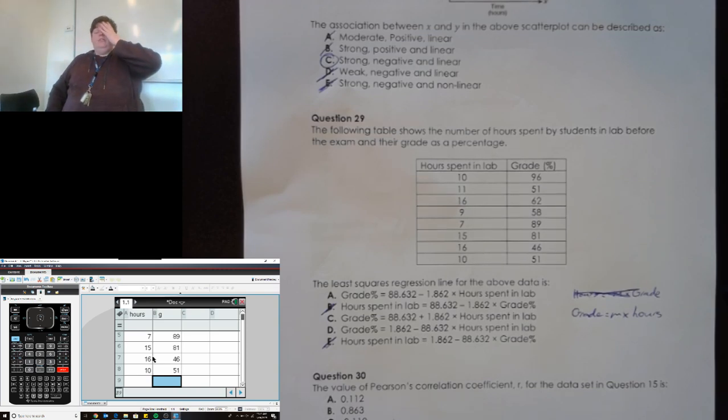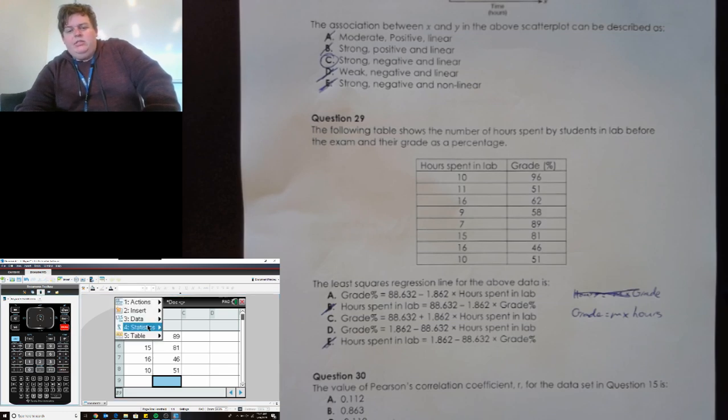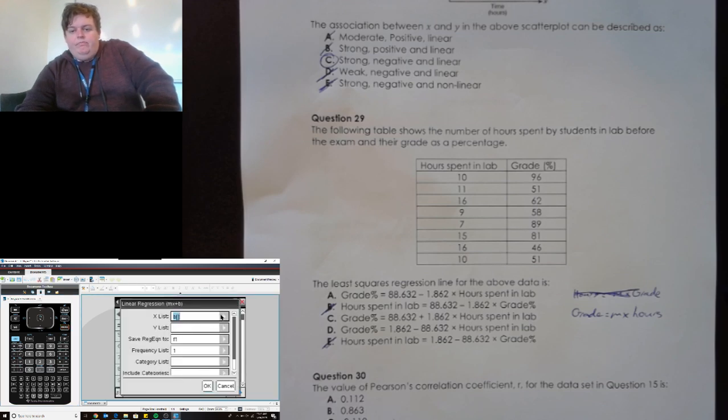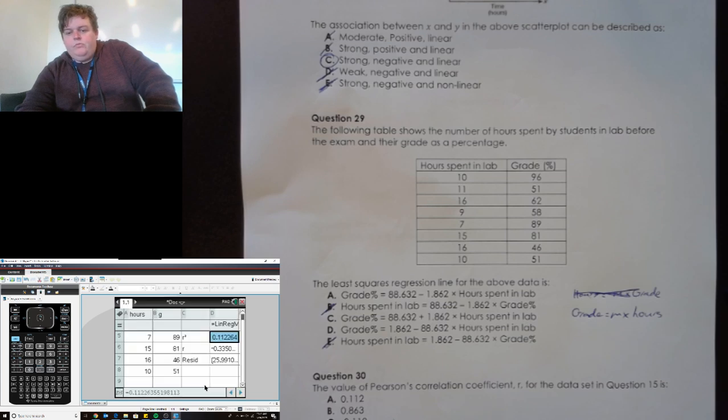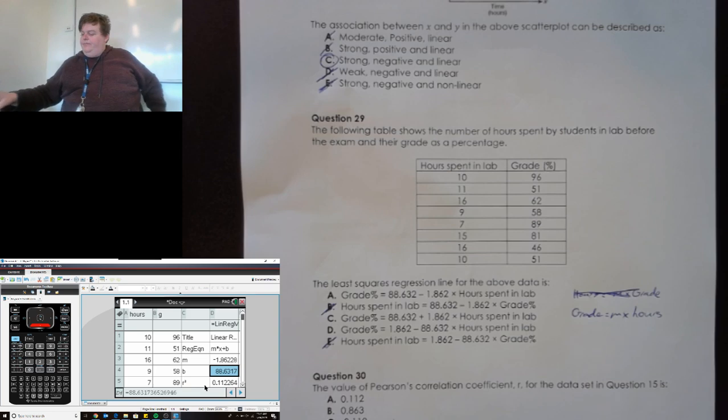Okay, so I have those two values there, those two columns that I've entered in. Now if I want to find the regression line, I would go to Menu, Stats, Stat Calculations, Linear Regression. Remember my X is hours and my Y is G, or grade. And that will give me these values here. So it says that it's going to be y equals negative 1.86 times x plus 88.63.